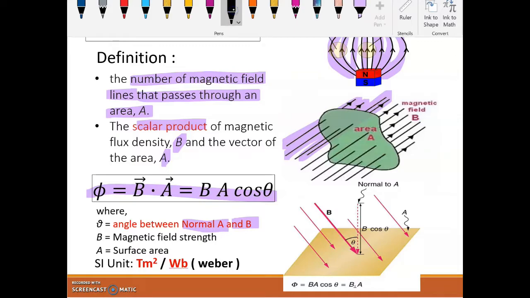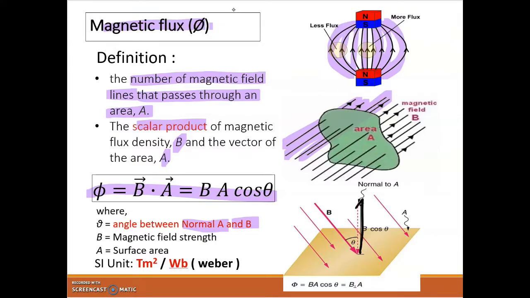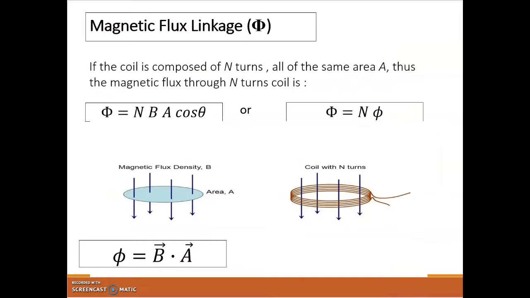Alright, so this is the page, this is the normal of the area, and this is B. So this is the angle between B and A. Alright, the angle between B and A. And the unit is Tesla meter square or Weber.